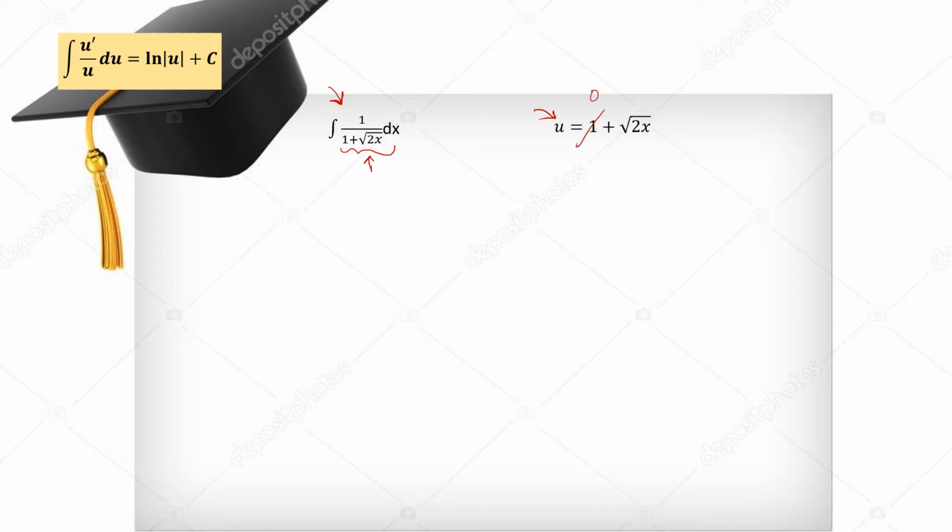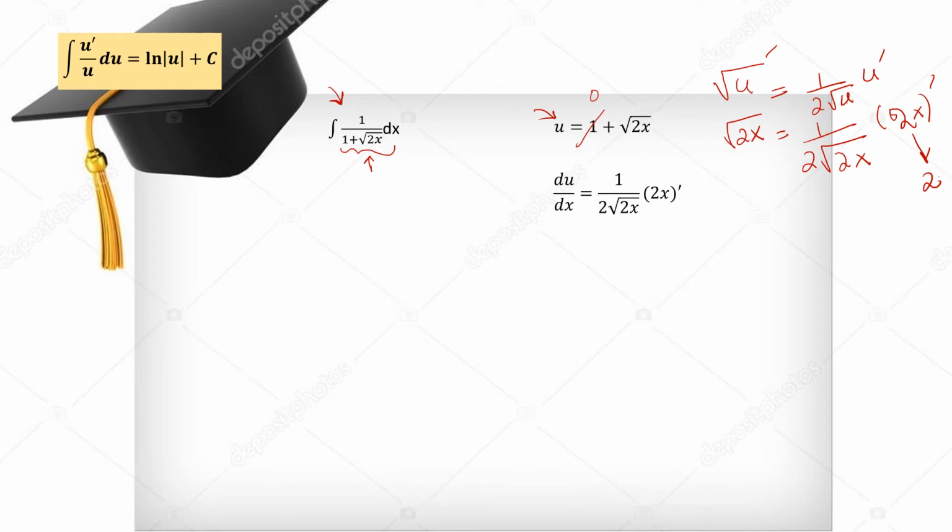The derivative of 1 is 0, so I will not write it. And I know that the derivative of square root u is 1 over 2 root u times u prime. In this square root 2x, your 2x will be your u. So you can write 1 over 2 square root of 2x, and u prime means 2x with prime. The derivative of 2x is 2.